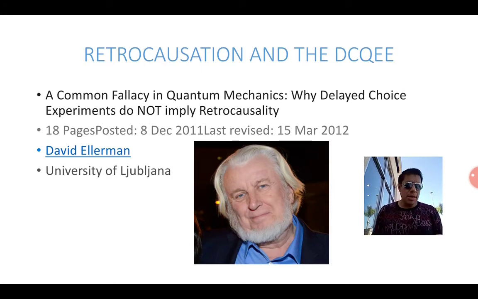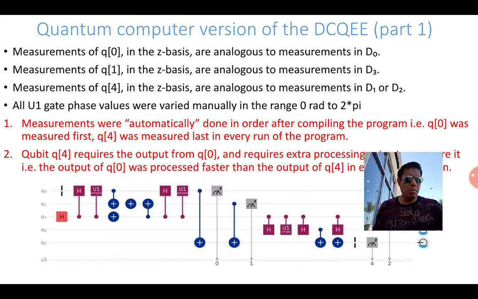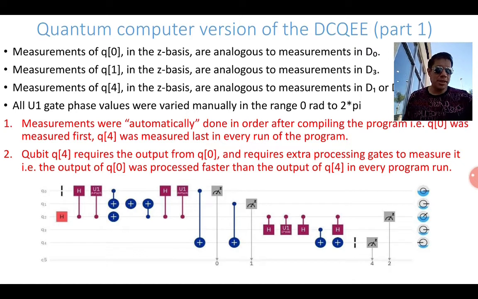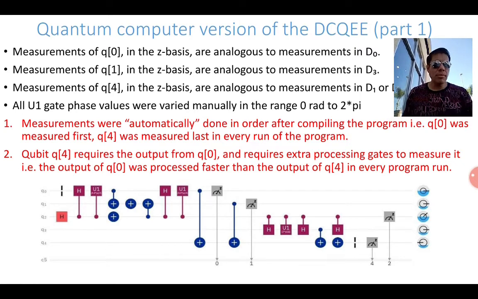Okay, so let me go into my little experiment now: a quantum computer version of the delayed choice quantum erasure experiment, part 1. I did it in 2 parts, and I added some extra stuff. Here's the circuit that I used for the experiment.